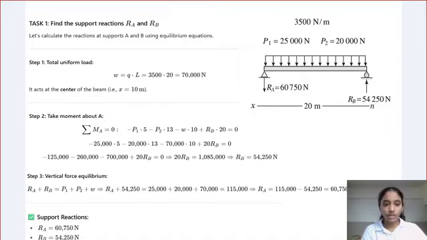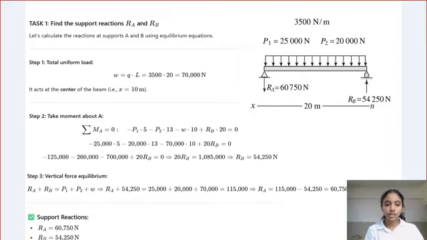Firstly, the total uniform load we have is 3500 per meter. We consider it as a point load, which will act at the center, at 10 meters. Take moment at point A, as we know the sum of moments at any point is zero. Then minus P1, because it is acting downward. According to some books we referred, we take downward direction as negative. Then P1 times 5, P2 at 13, W means the point load acting at 10 meters, and RB times 20 on the overall span.